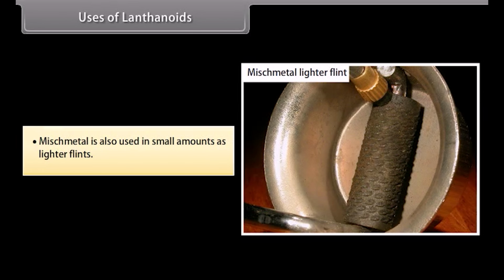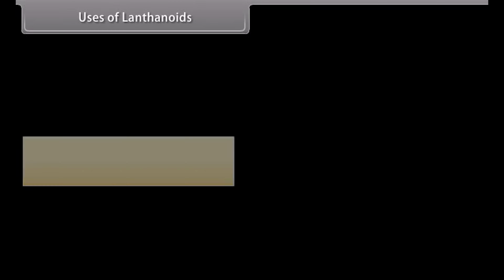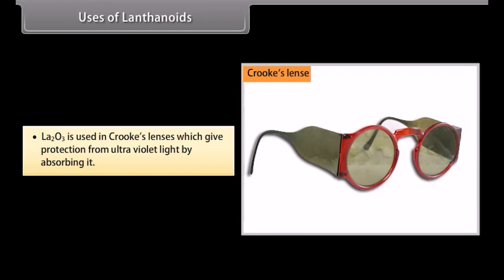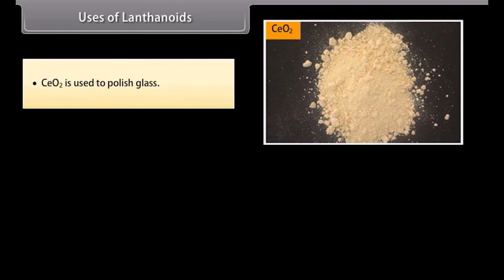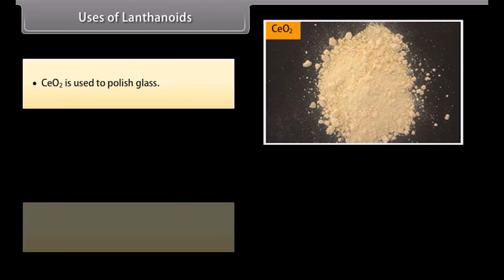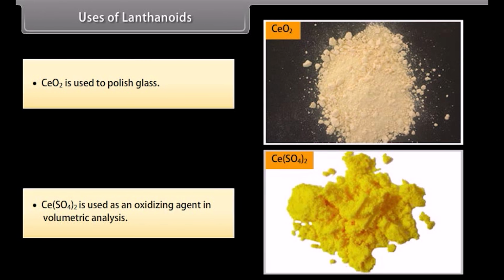Mixed metal is also used in small amounts as lighter flints. La2O3 is used in Crookes lenses, which give protection from ultraviolet light by absorbing it. CeO2 is used to polish glass. CeSO4 is used as an oxidizing agent in volumetric analysis.